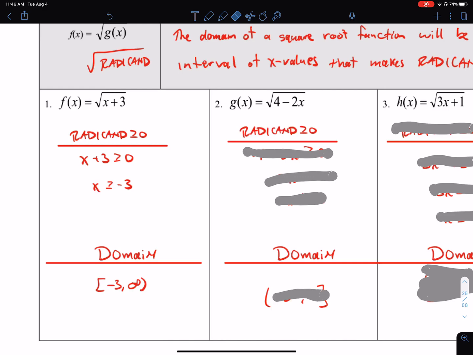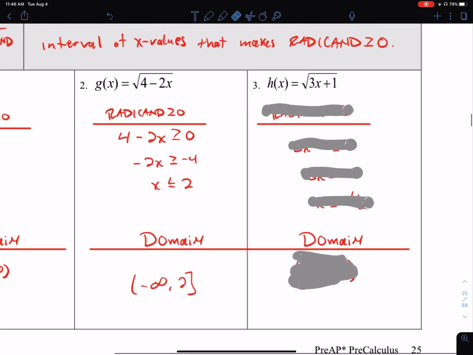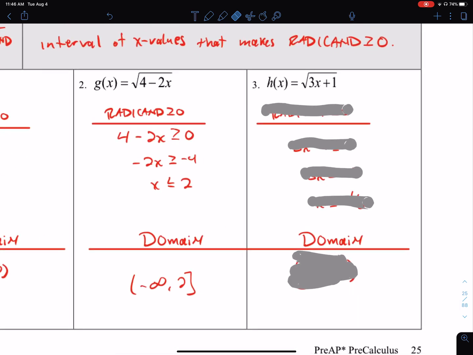Number 2, make sure our radicand is greater than or equal to 0. Our radicand is 4 minus 2x. We subtract 4 from both sides, and then this next part is pretty important. If you're solving an inequality, which we are, if you multiply or divide both sides by a negative number, your inequality sign changes direction. So this becomes x is less than or equal to 2, where it was greater than or equal to originally. So the domain for this is everything to the left of 2, which means negative infinity to 2.